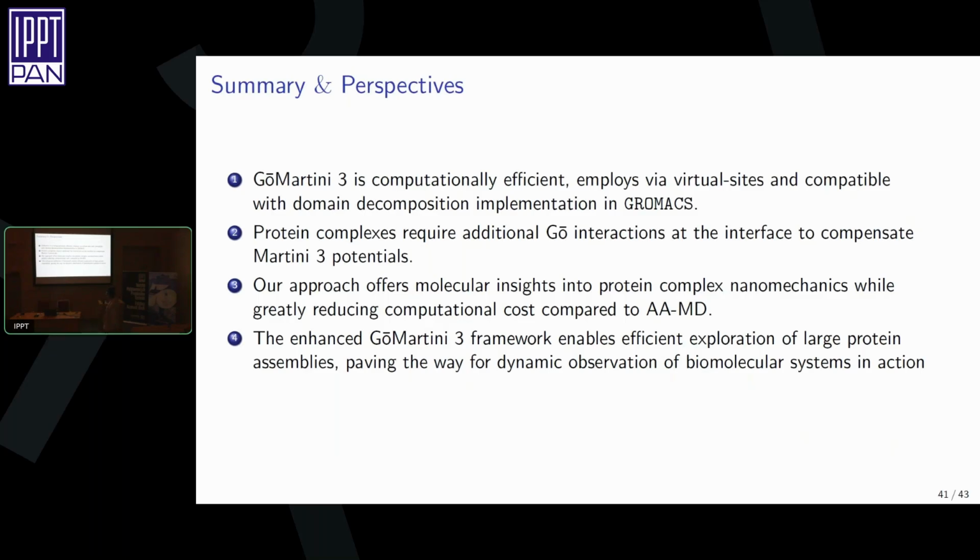Protein complexes, at the moment, require the presence of Go interactions at the interface of proteins in order to describe not only the dynamics, but also the nanomechanics of those systems. And in the last part, I showed that the enhanced GōMartini 3 framework can be used also to study large protein assemblies. And of course, our dream is to follow up on the dynamics of these entire large systems and see them in action, right?